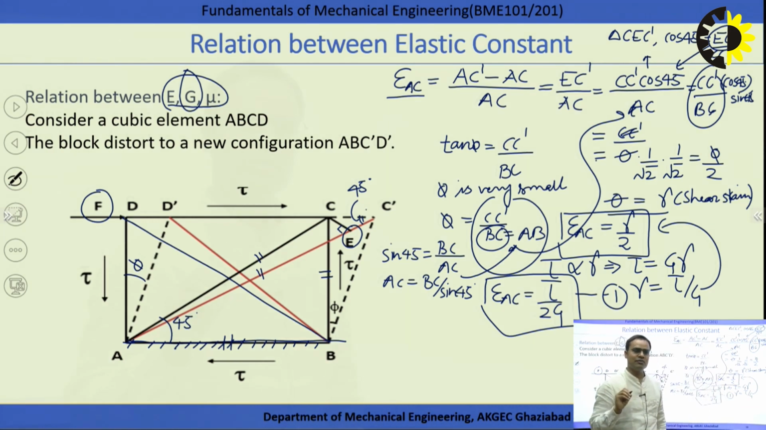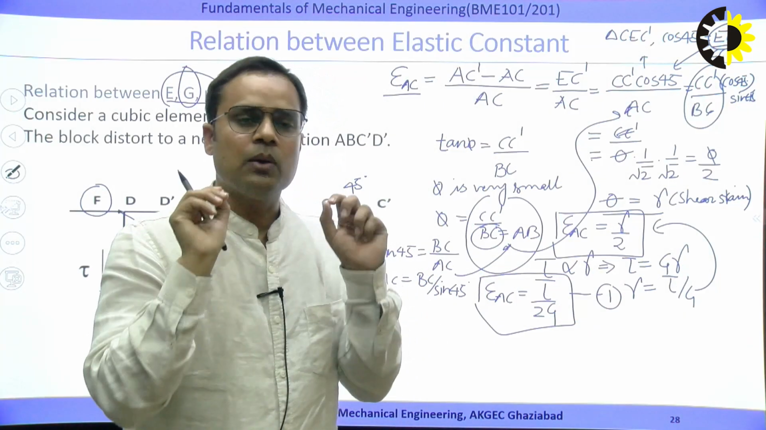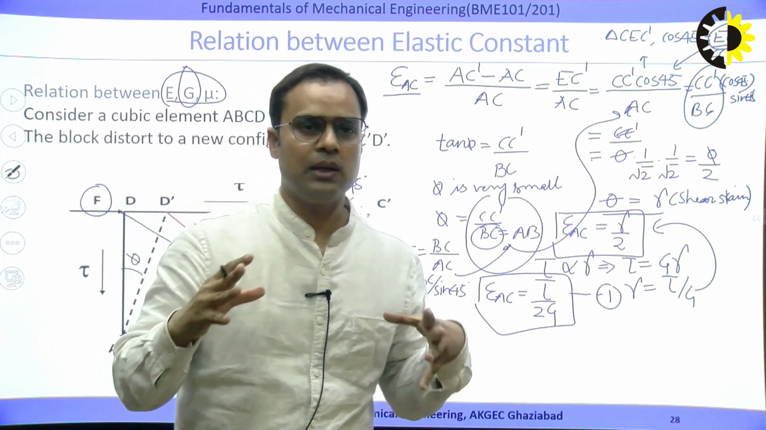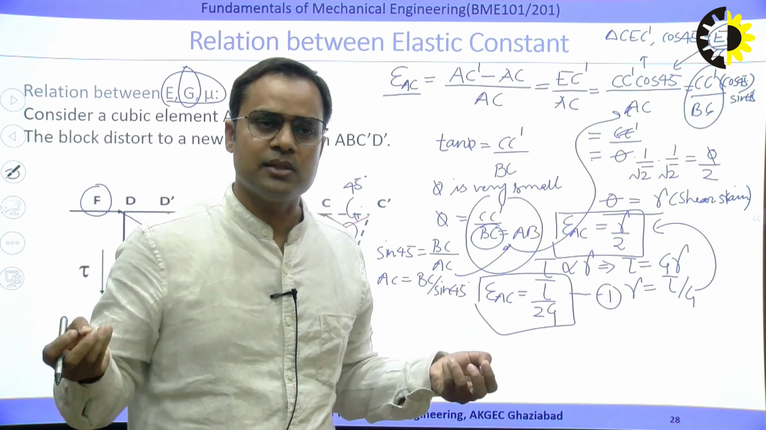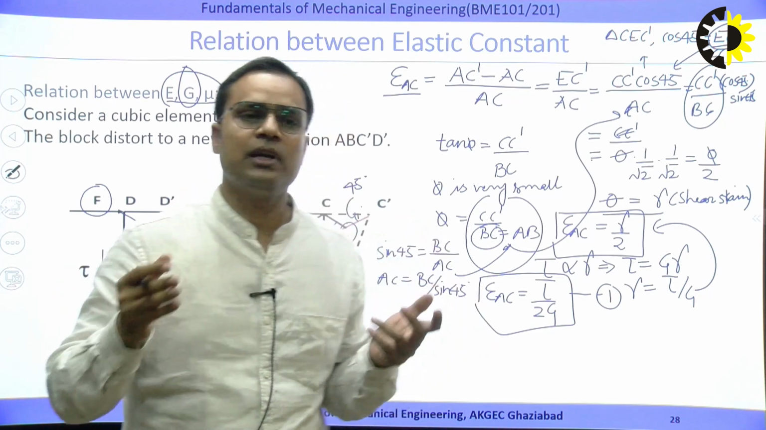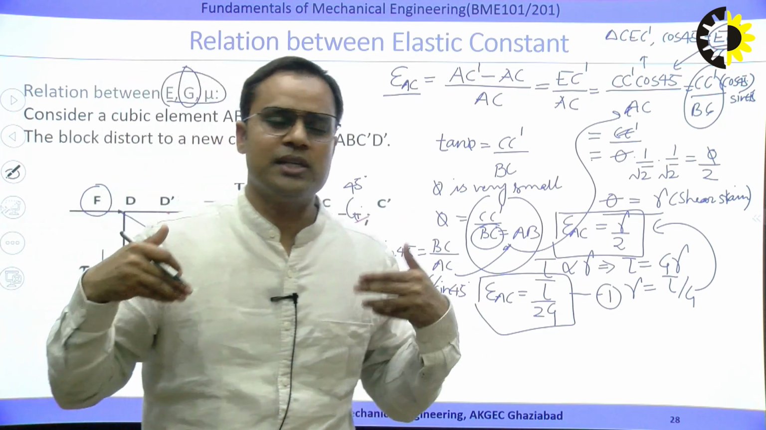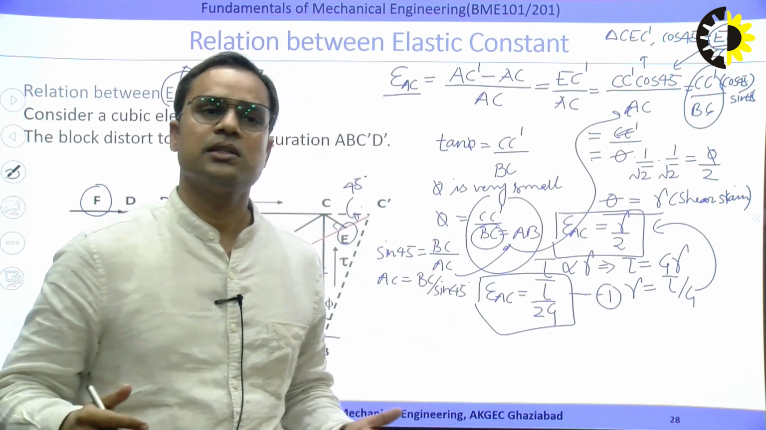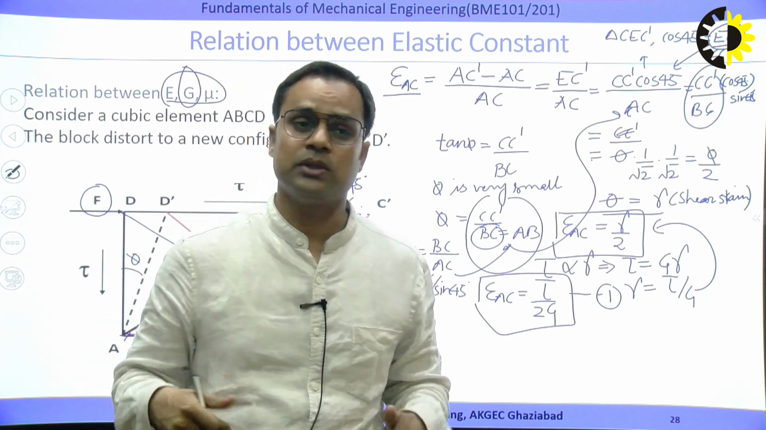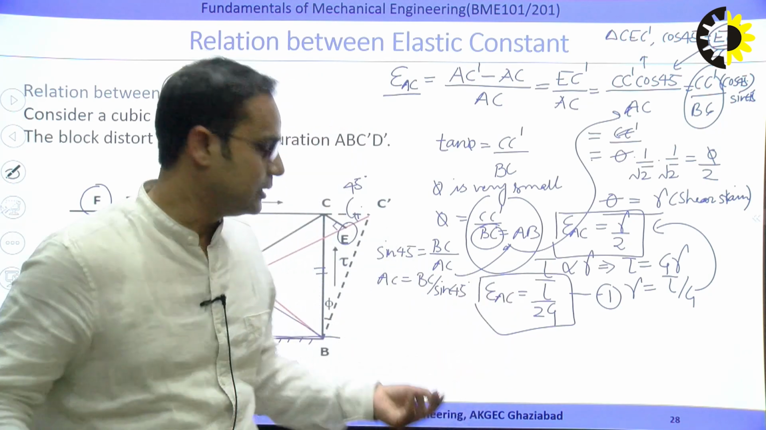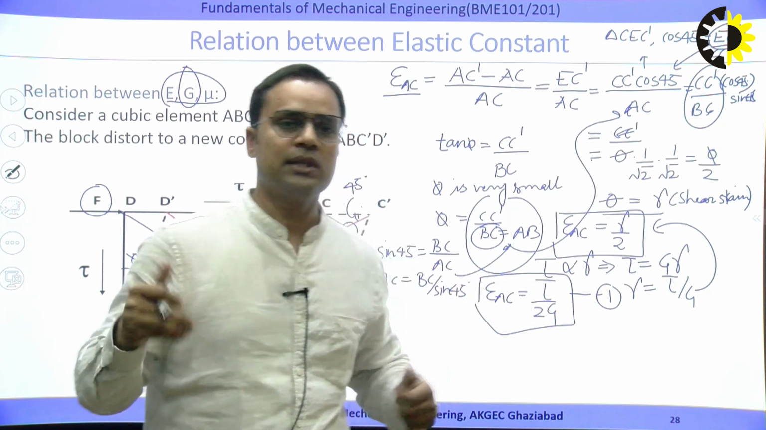I hope it is clear from the geometry. The simple concept is that we are interested to calculate how much normal strain, because we have seen the length of the diagonal is increasing. So if the length is increasing, definitely the load acting is the normal load. So the stress is normal stress, so the strain is also the normal strain. And we are interested to know how much strain is induced in the diagonal AC. And this much is the value of the strain induced in the diagonal AC.